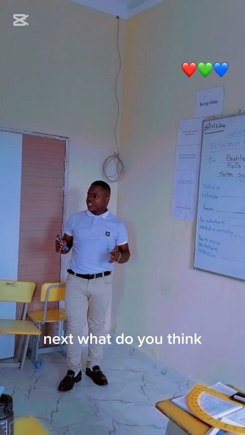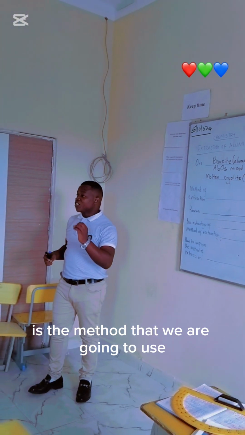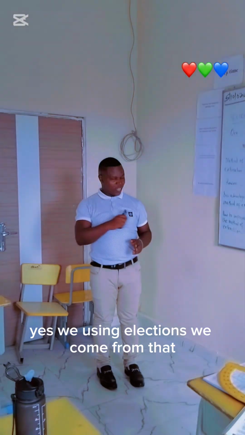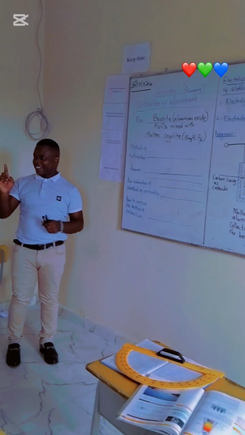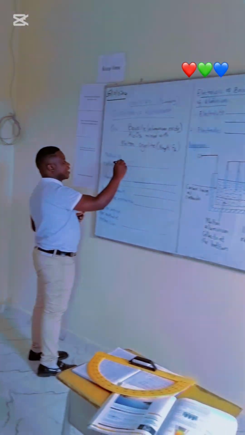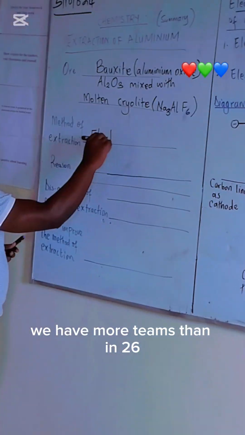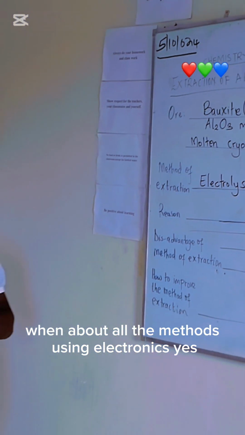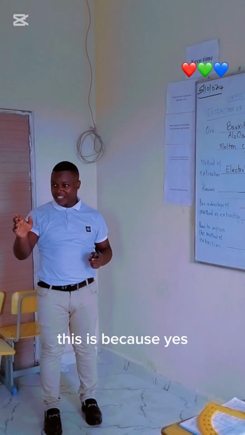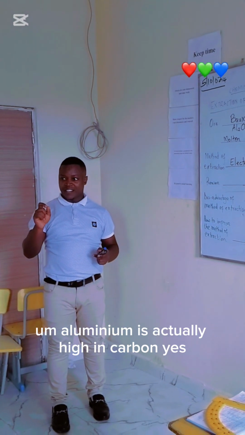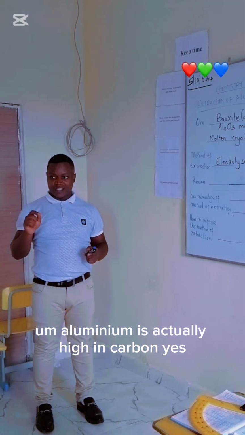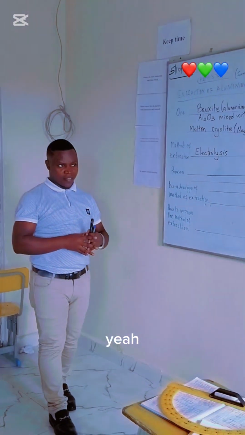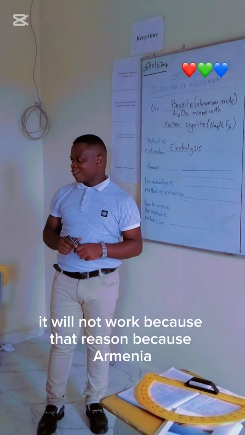Next, what do you think is the method that we are going to use during the extraction of aluminium? We'll be using electrolysis. We are going to use electrolysis. Can you give a reason why, among all the methods, we are using electrolysis? This is because aluminium is higher than carbon in the activity series. Therefore, the method of using carbon to displace it will not work.